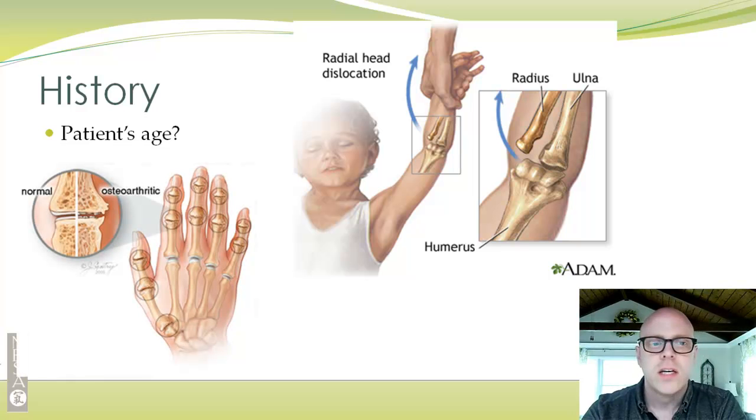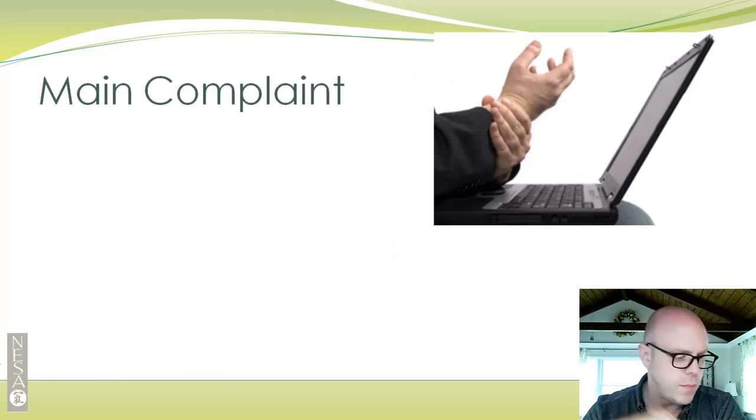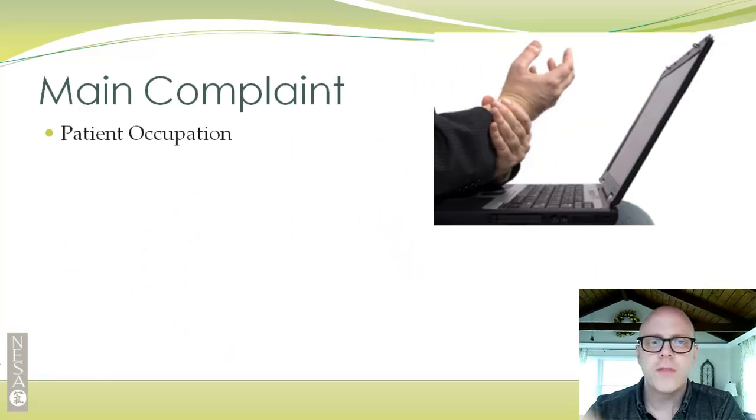Also, because of age, you're going to see osteoarthritis of the fingers, and we'll get more into depth as to different areas of the fingers determining osteoarthritis, and we'll compare that to rheumatoid arthritis. Main complaint, repetitive stress injuries.